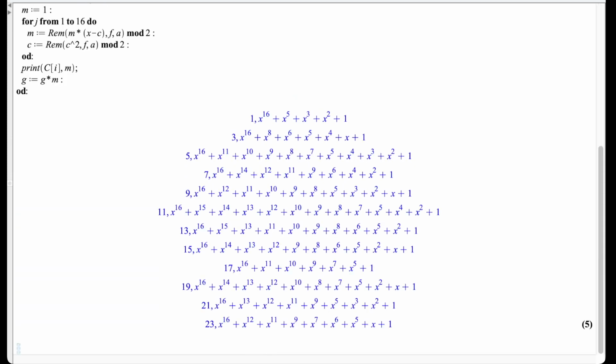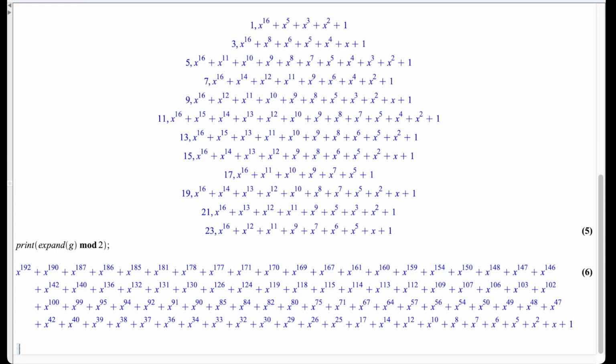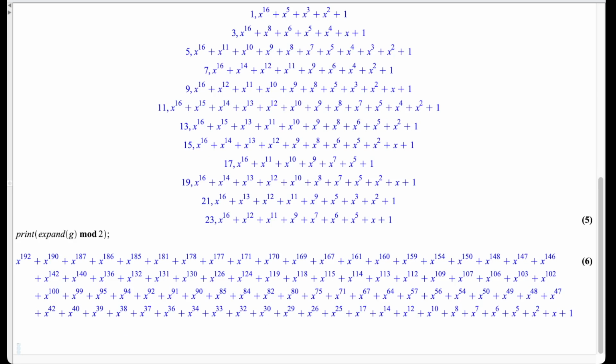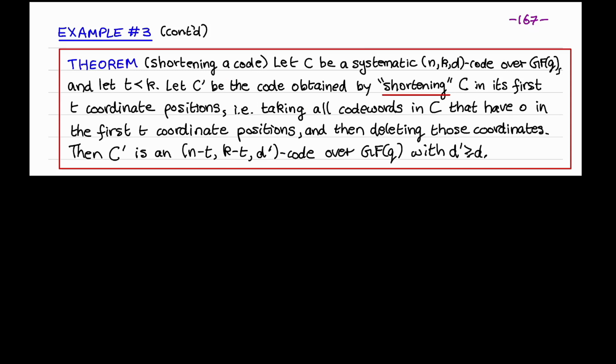Here are the 12 minimal polynomials. Maple multiplies these together to find this degree 192 polynomial g as the canonical generator for the BCH code. As a sanity check, we verify that g is a divisor of x to the n minus 1 over GF2. It turns out that shortenings of the previous BCH code are used in practice.